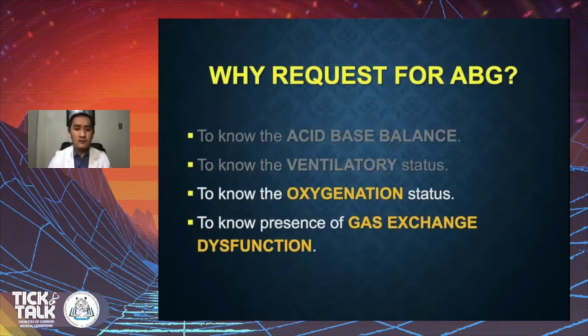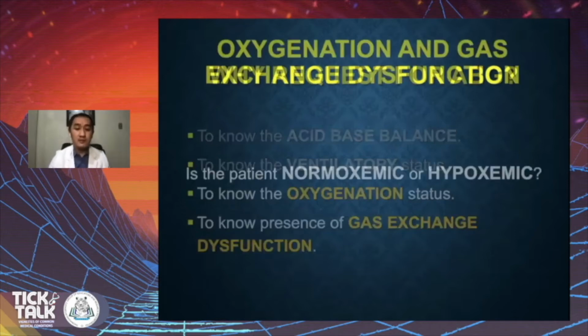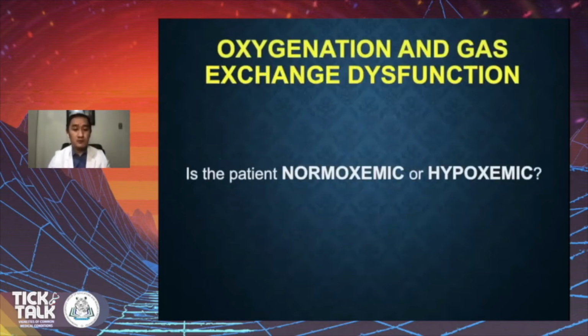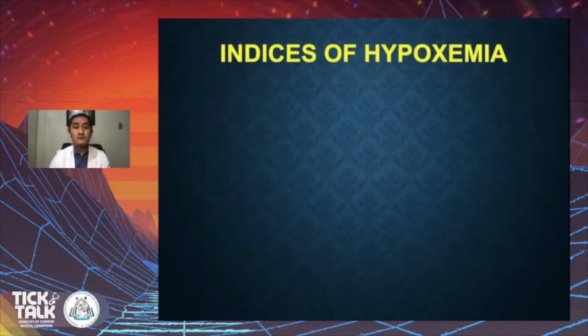Now, let's talk about the oxygenation status of the patient with regards to arterial blood gas. The first question is, is the patient normoxemic or hypoxemic? When we are talking about normoxemic or hypoxemic, it's whether the level of oxygen in the blood is normal or lower than normal. So to know what is the normal level of oxygenation, we need to first determine the indices of hypoxemia. And these are the following.